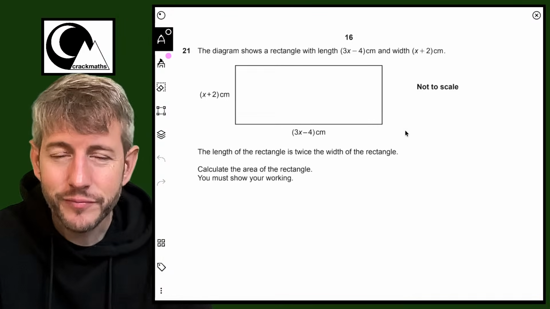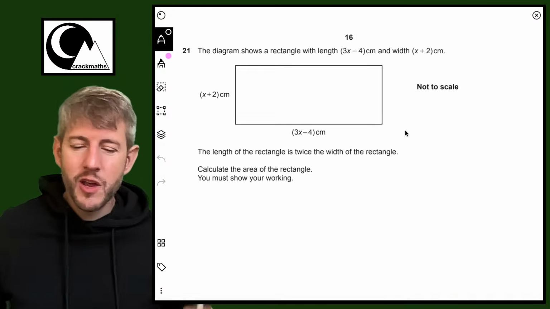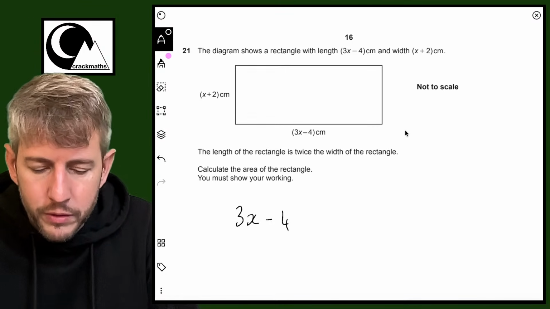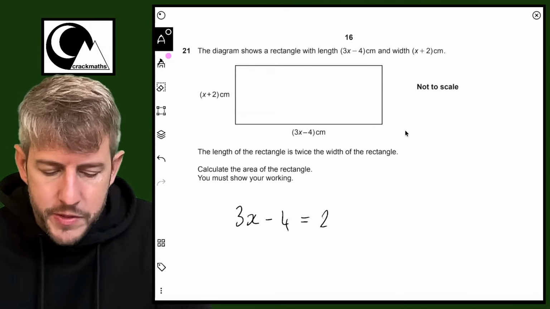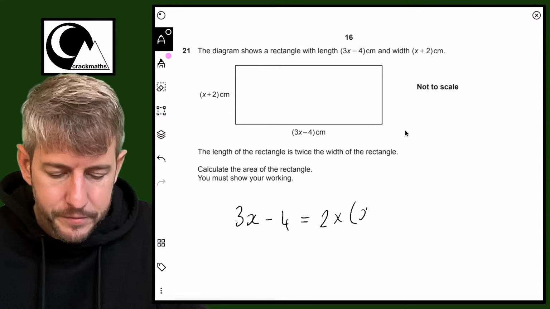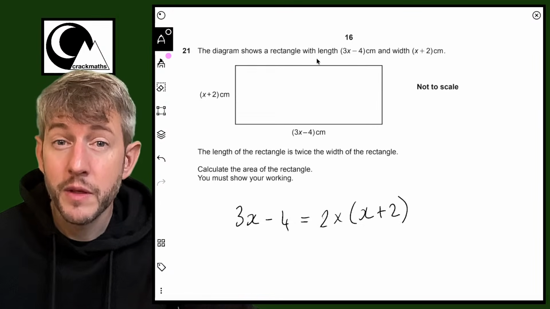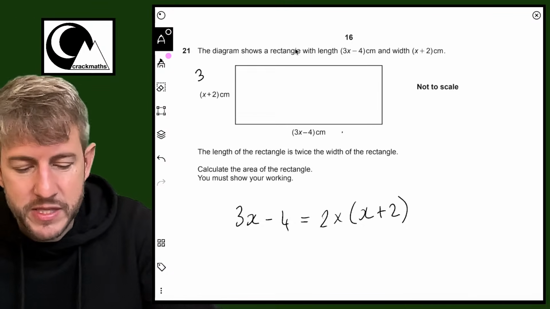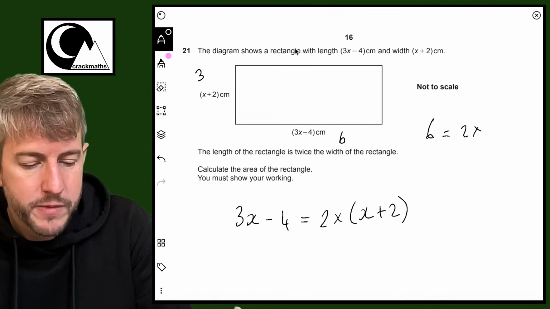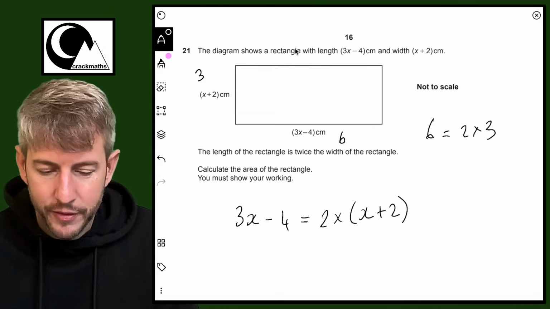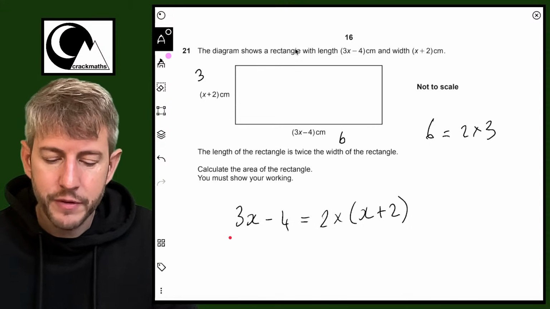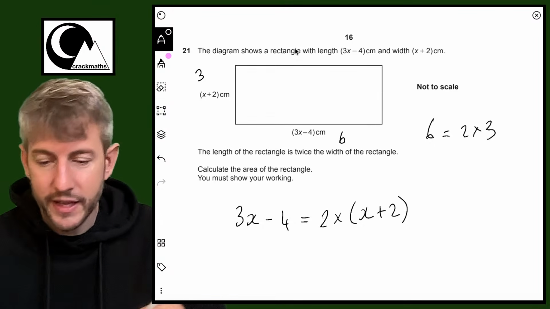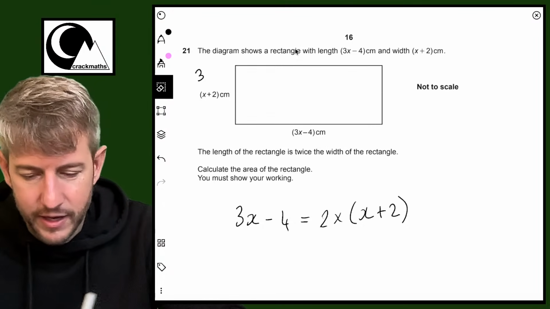Okay, right. So we've got some business to sort out first. So we know that 3x minus 4 is equal to 2 times this one here. Because we've been told that the length is twice the width. So say, for example, this was 3 and this was 6, then 6 equals 2 times 3. Obviously it's not like that, but say we've got here, this is our length, and this is our width. So the length equals 2 times the thing that is the width. So let's get rid of those because they're going to throw us off.